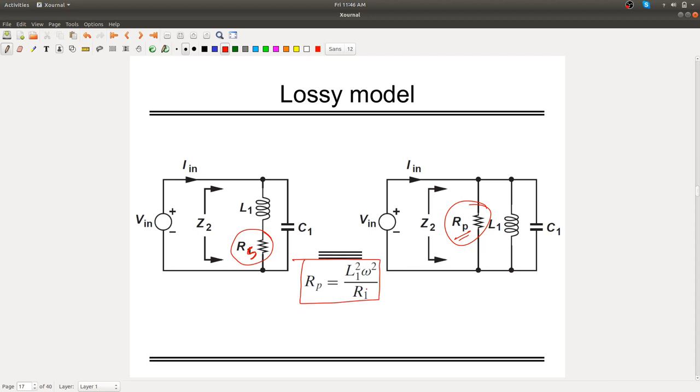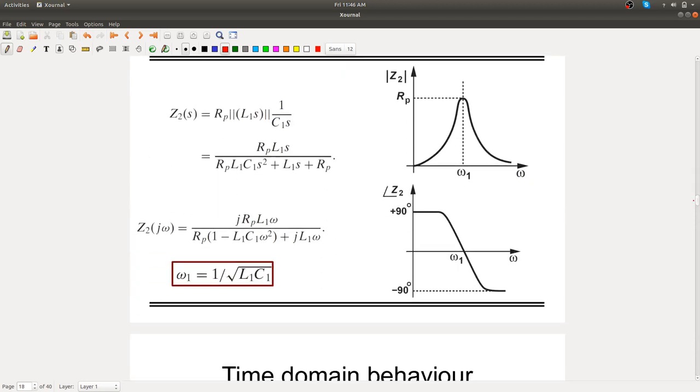If you find the impedance of these two, Z2, and equate it with the original impedance, you will get this equation, which is quite easy. Its derivation is given in Behzad Razavi, if you want to see. But the main crux of the story is, if you have extra RS or RP, you are not going to see the sharp transition, but some roll off, going from plus 90 to minus 90.